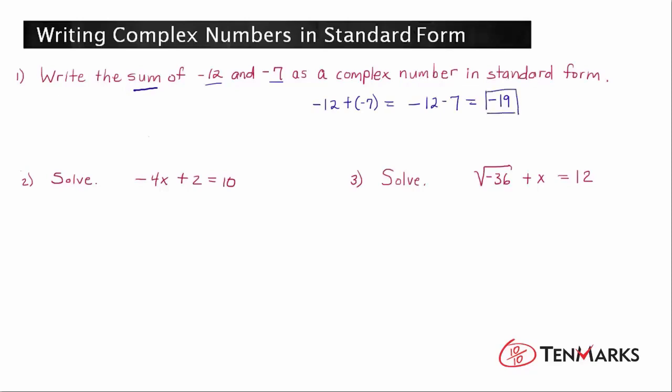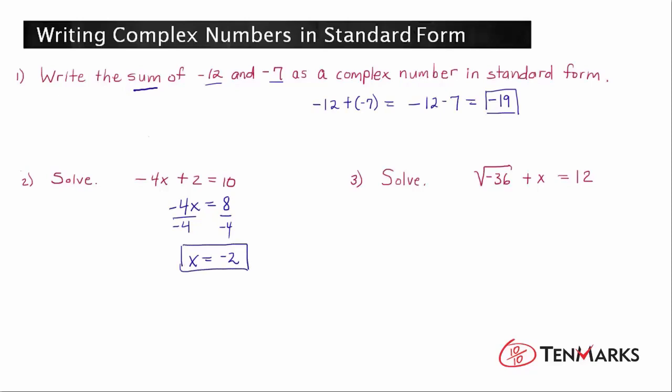Here you're being asked to solve negative 4x plus 2 equals 10. Let's begin by subtracting 2 from both sides to give you negative 4x equals 10 minus 2 is 8, and then divide both sides by the negative 4, and that gives you x equals negative 2. Again, check to make sure it's in standard form, and it is. It happens to have only the real number. The imaginary number again was 0.